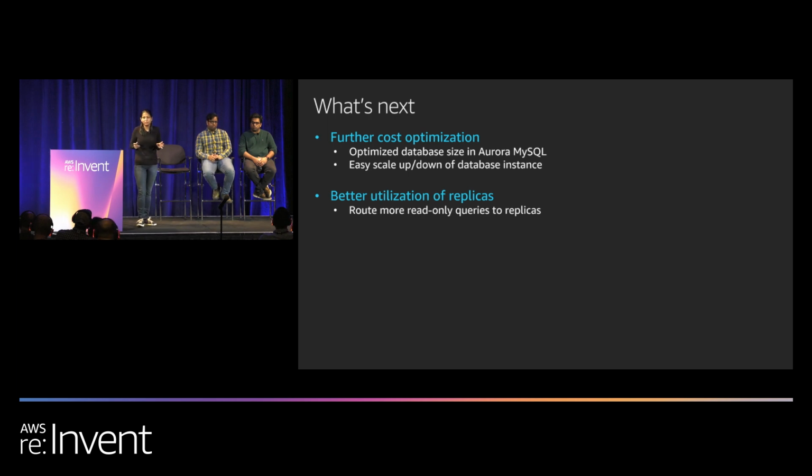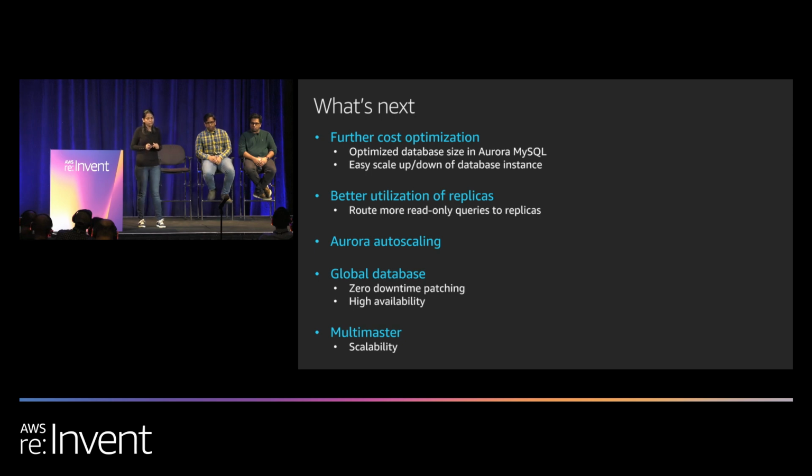Better utilization of replicas. So far, we have not been able to route all our queries to the replicas. And the major reason for that is replication lag. So we have come up with some ideas, and we are planning to work on them to better utilize the replicas and route the majority of our queries to them. We also want to work on Aurora auto-scaling to manage the peak and off-peak traffic patterns more efficiently. And finally, we are looking forward to exploring global database and multi-master when they are available in Aurora 5.7 for zero downtime patching, high availability, and scalability.